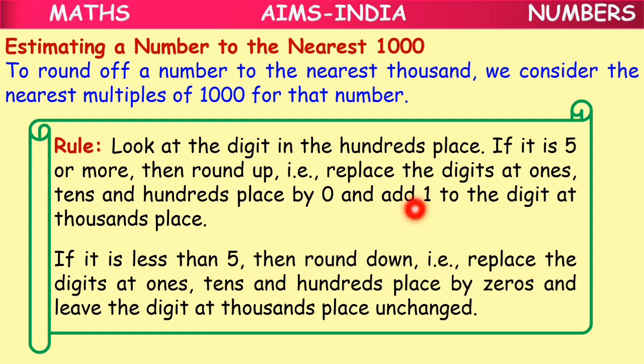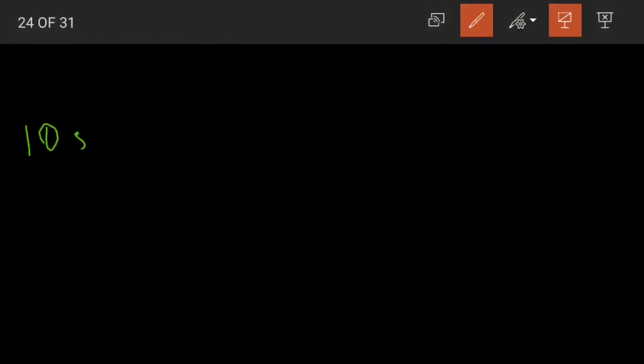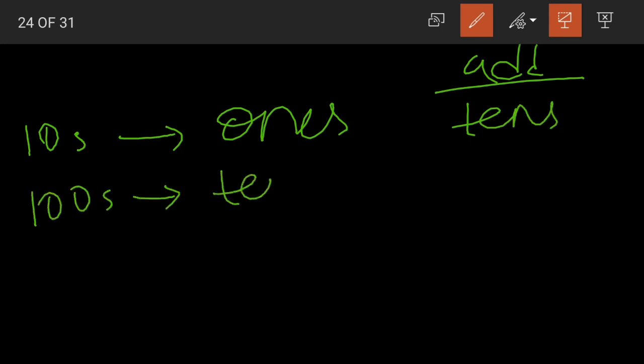Okay, children, the rules are same for estimating all the three, estimating to the tens, hundreds or thousand. The only difference that lies here is, for estimating tens, we look up the digit in ones place, and if we have to add, we add 1 to the digit in tens place. Now when we are estimating to the hundreds, we look up the digit in tens place, and if we have to add 1, we add 1 to the digit in hundreds place.